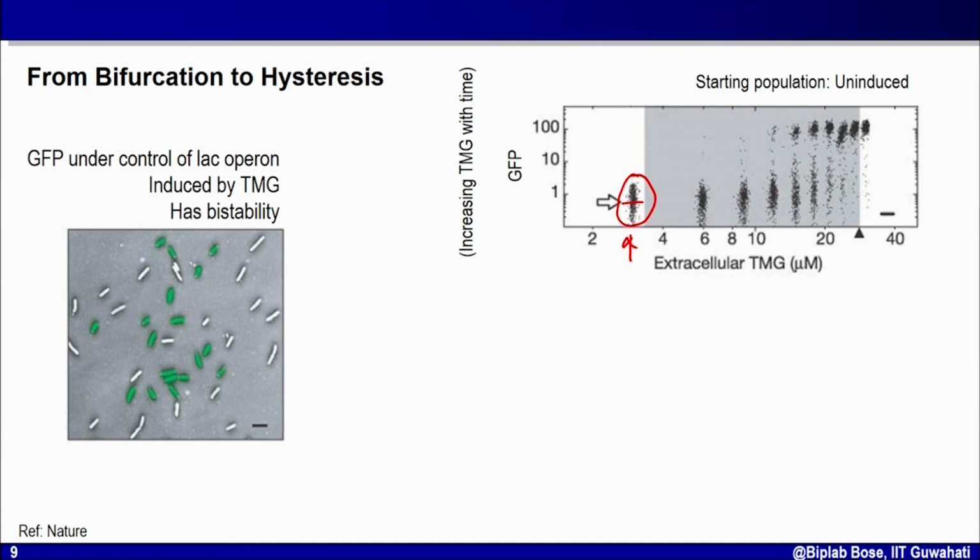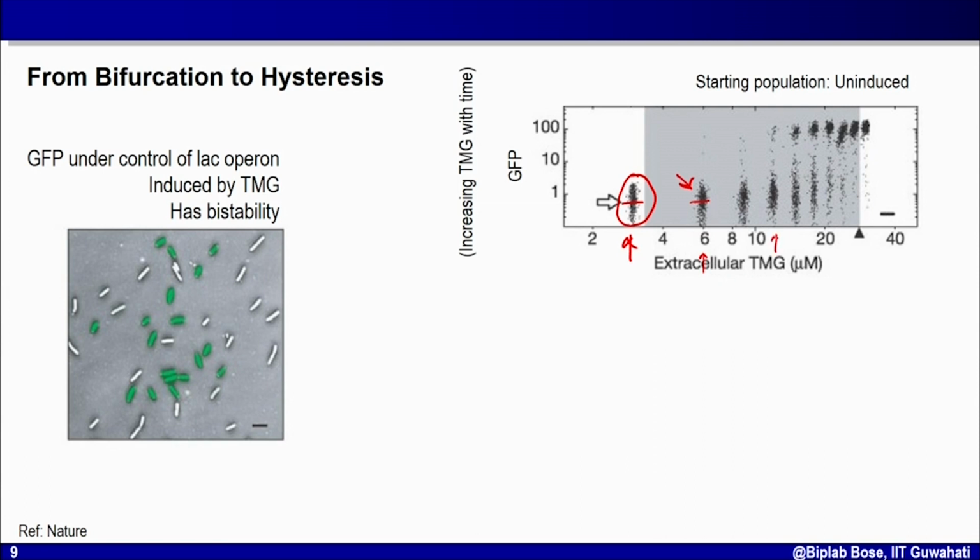Now after some time they increase the amount of TMG in the system to 6 micromolar and allow the system again to reach a steady state. Then I get these data. Still, on an average, the steady state value of the GFP is at a lower steady state value. They kept on doing it.